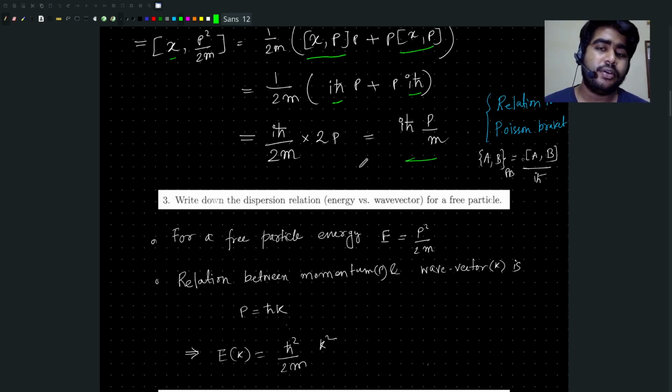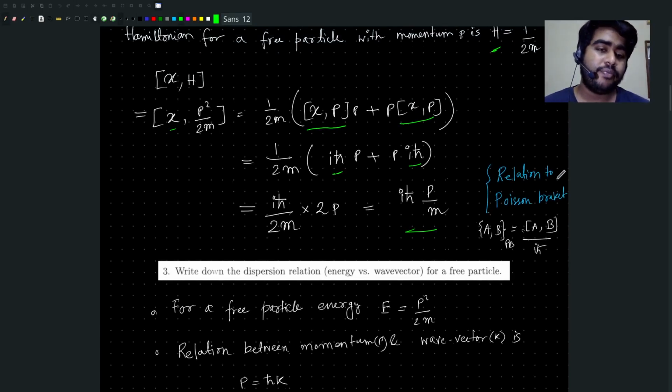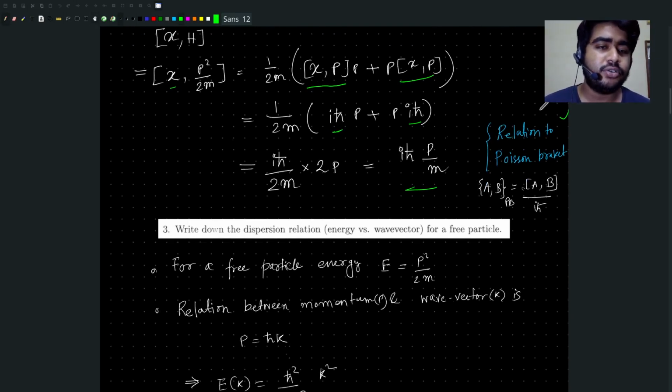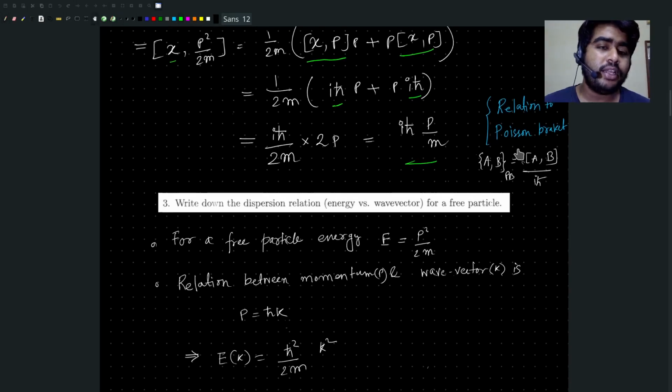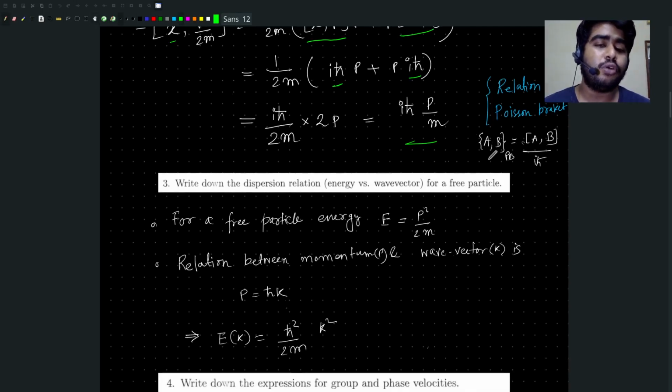So this commutator has a very deep relation with the Poisson bracket. This is a side remark, but this is a good thing to know. One can directly write the rules of quantum mechanics by just transforming a Poisson bracket to a commutator bracket by i h bar. So you can probably think about it.